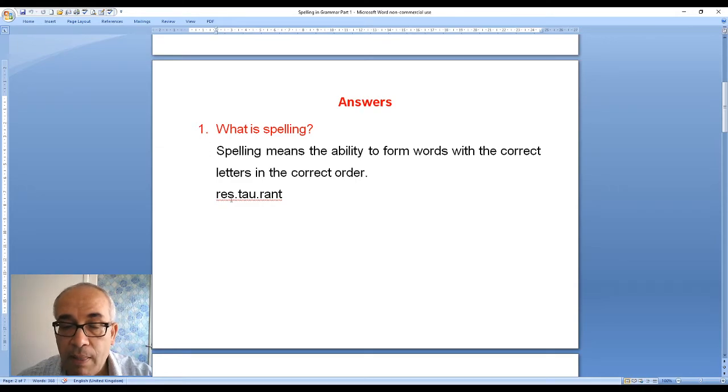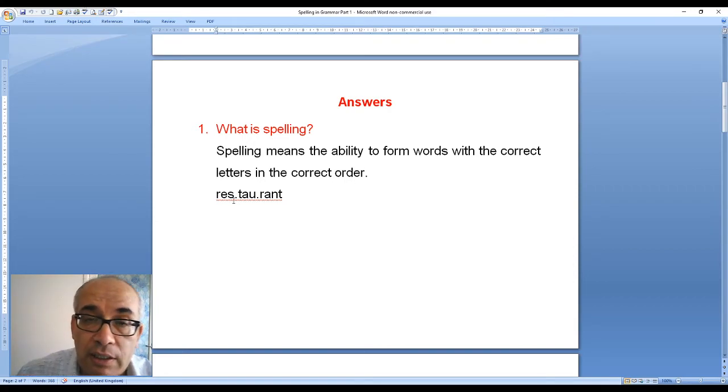So you have to write the letters in the correct order. If you do this, it means you are good at spelling and you have the ability to form words, to write the words in the correct way. I divide restaurant for you so you can see it's easy to learn this word if you divide it into 3 parts. Restaurant. So you divide it into 3 parts, it becomes easy to learn this word.